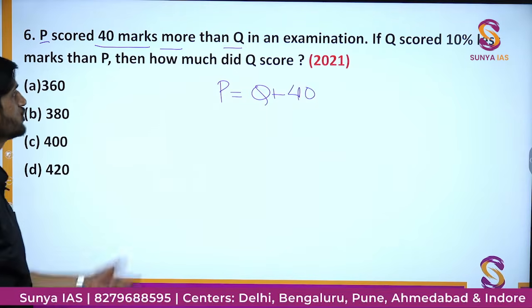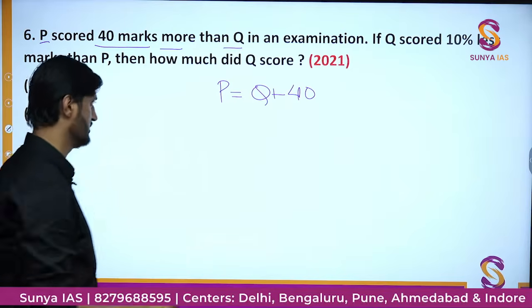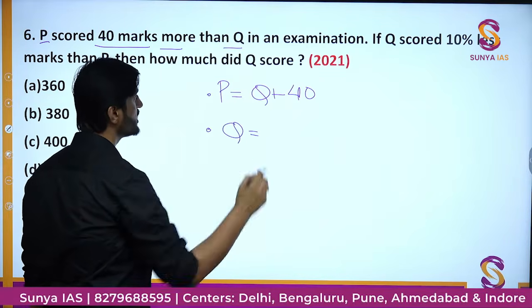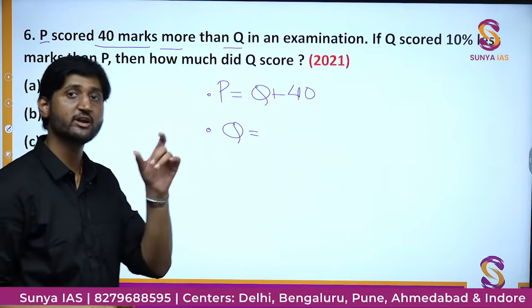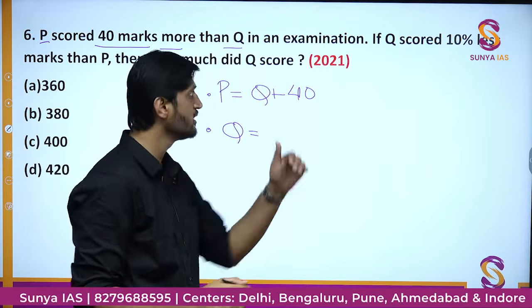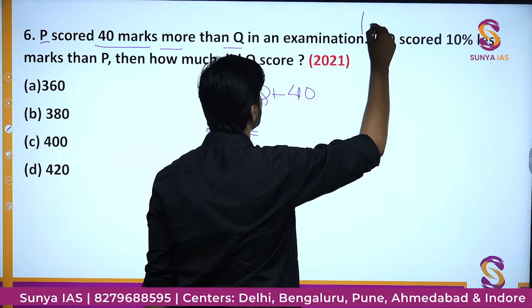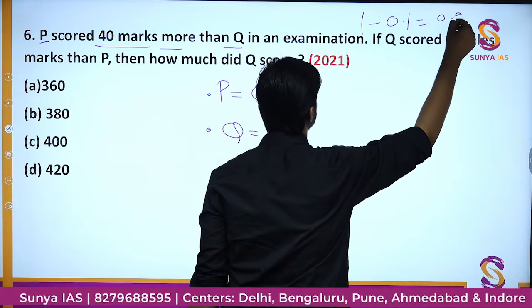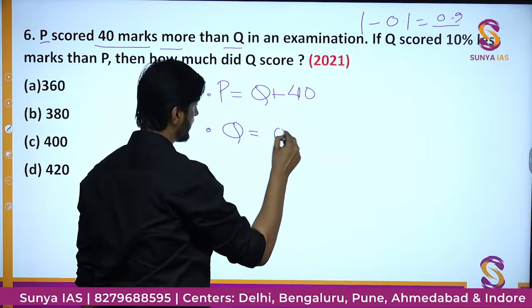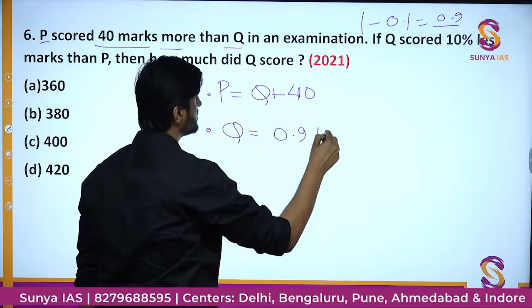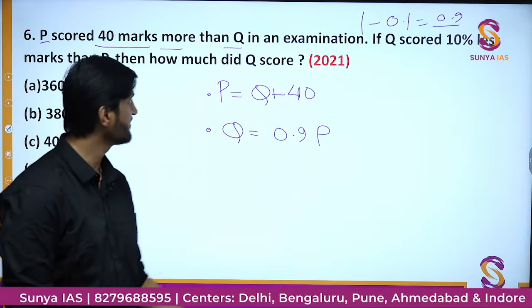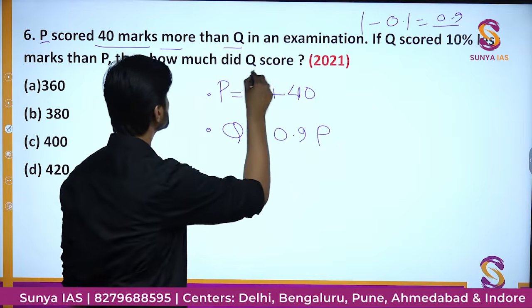If Q scored 10% less marks than P, so this is the first equation. Second equation says Q is scoring 10% less marks. So what did we use to write for 10% less? We actually did this 1 minus 0.1, that is 0.9. And so we'll multiply this value by 0.9. This would be the second equation. Here what we have to find? We have to find the score of Q.